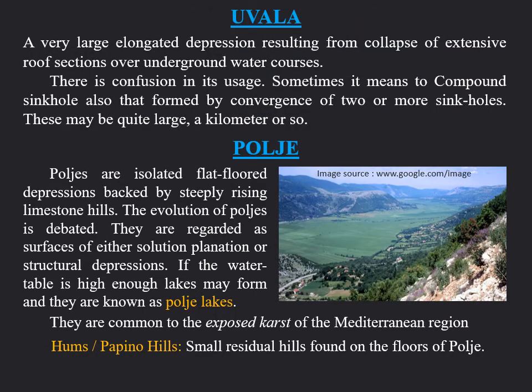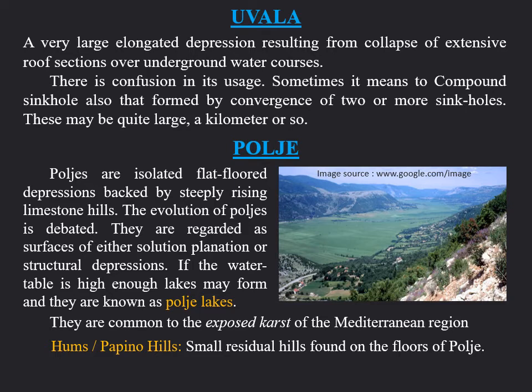Next is the landform known as uvala, which is a Bosnian term. This terminology is used in Bosnia, and it is most commonly applied to large depressions resulting from the collapse of extensive roof sections over the underground courses. So basically it's an extended version of the collapse sinks, a larger version of collapse sinks.